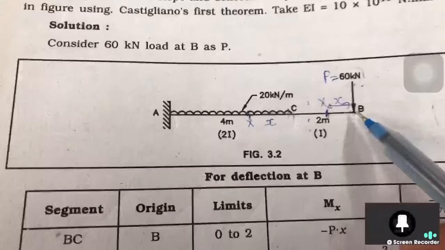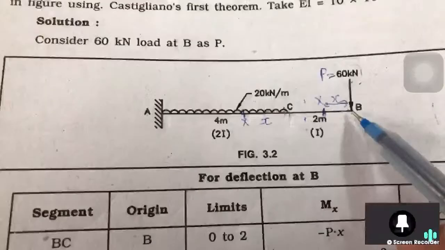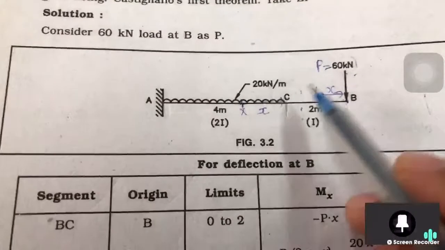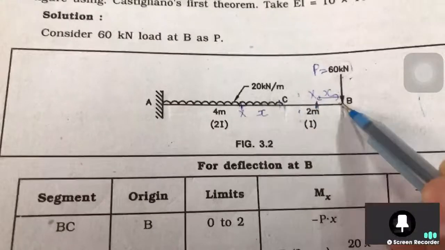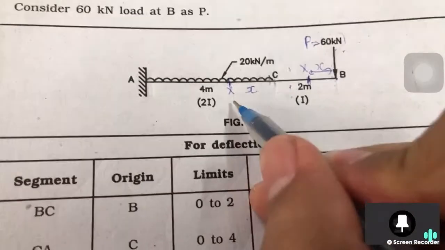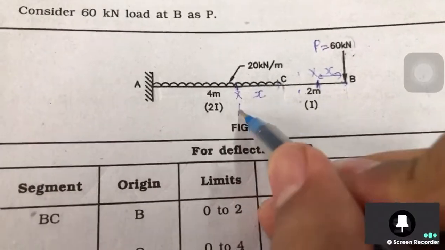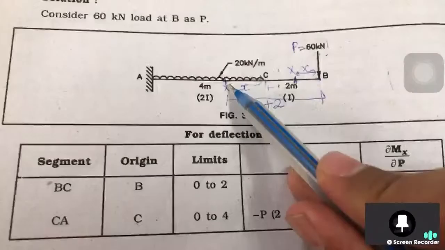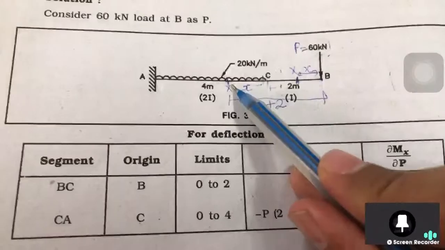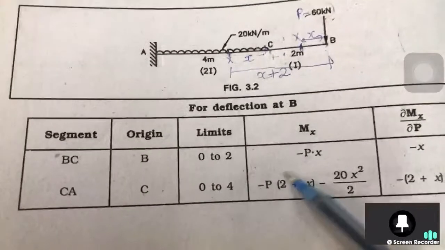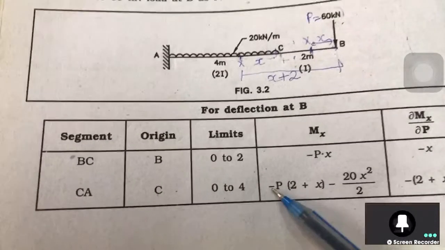Now I am marking another x point in the CA segment. This is point x and this distance is x. We need to find the moment from here itself. So for finding the moment at this point x, the total distance would be x plus 2. So P into x plus 2, the direction is this, so minus P.